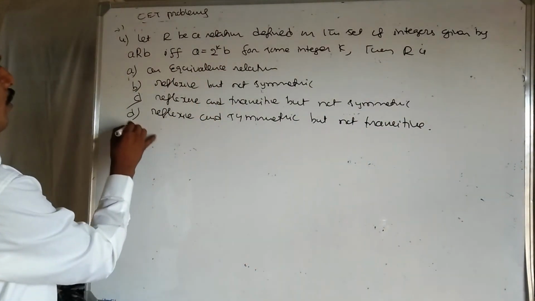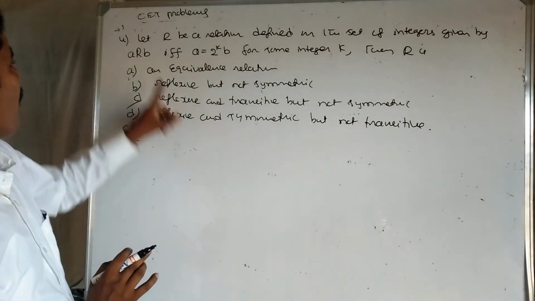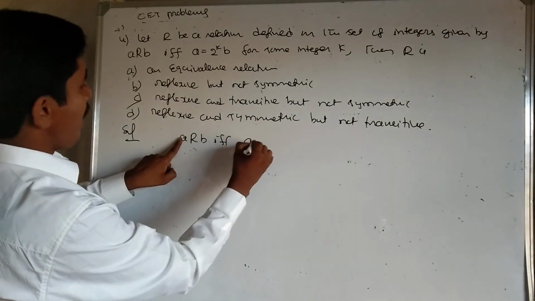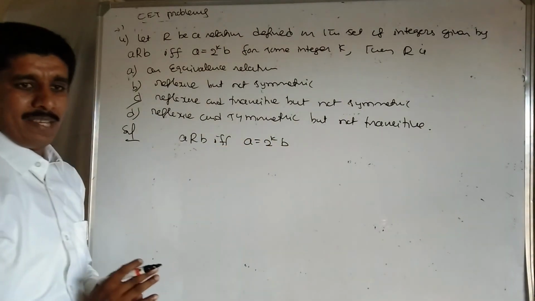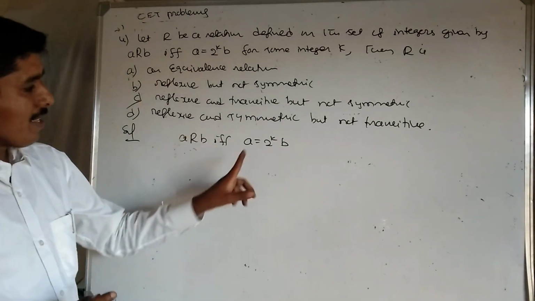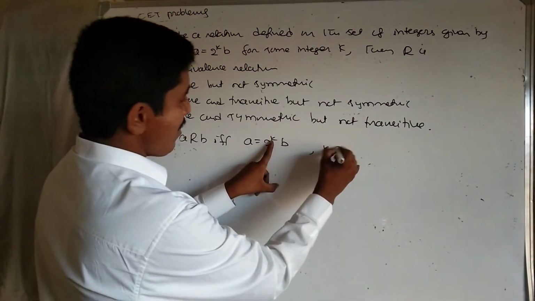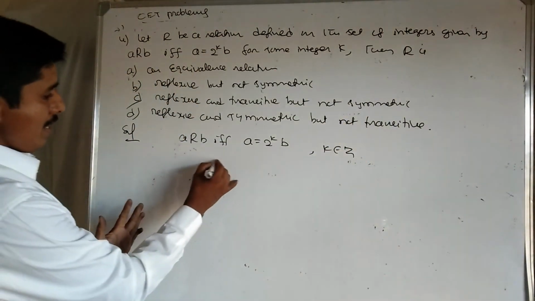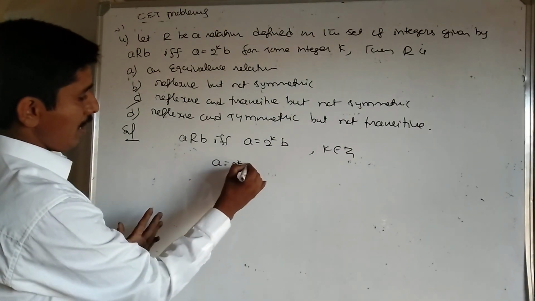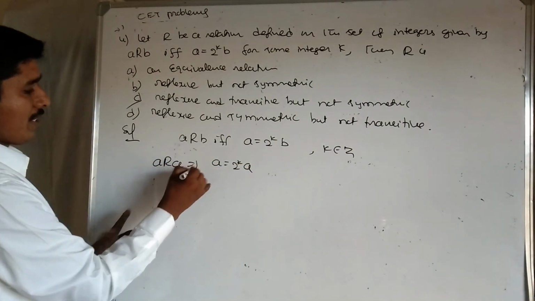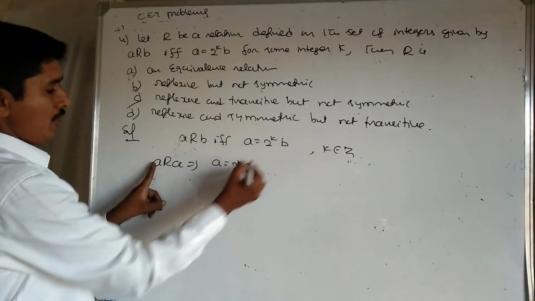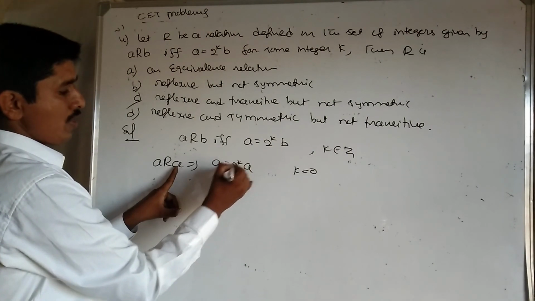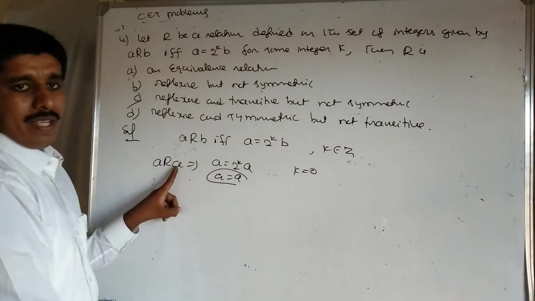Let's verify what type of relation it is. Here A is related to B if and only if A equals 2 power k into B, where k is an integer, for some integer k. Is it reflexive? A related to A: A equals 2 power k into A for some integer k. Take k equal to 0, 2 power 0 is 1, then A equals A. Clearly it is reflexive.